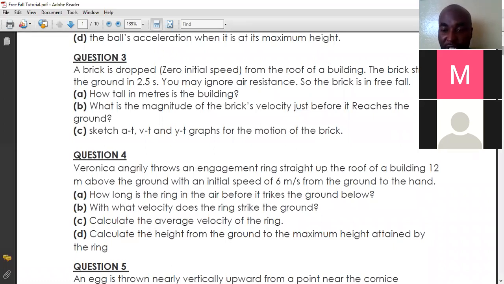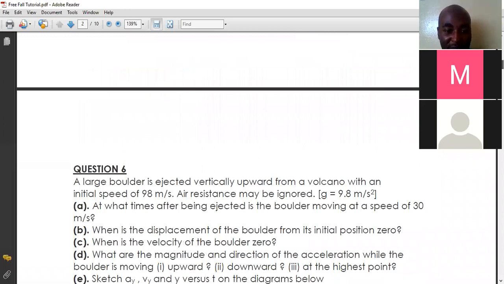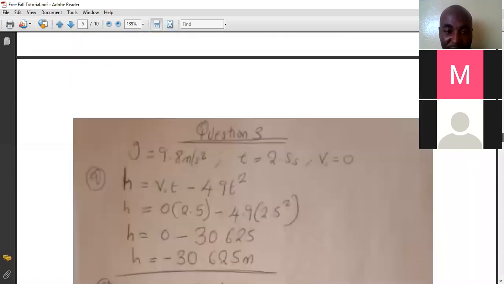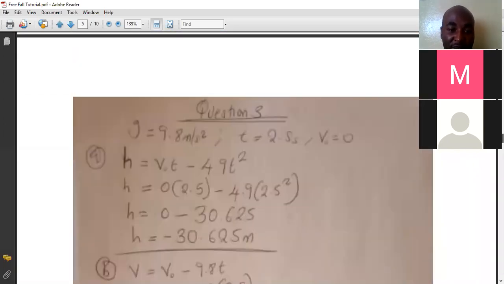I'll give you this on your study master when you are done with this class. Then B, what is the magnitude of the brick's velocity just before it reaches the ground? C, sketch the acceleration time graph, velocity time graph, and the position time graph for the motion of the brick. So these things are very simple.